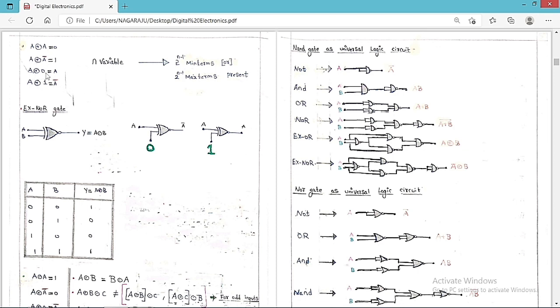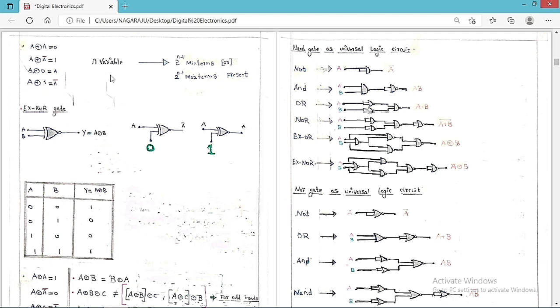Similarly, A XOR 0, just now we have seen, is equal to A, and A XOR 1 is equal to A bar. So these are the four things that we always have to keep in mind. A XOR A is always equal to 0, A XOR A bar is always equal to 1, A XOR 0 is equal to A, and A XOR 1 is always equal to A bar. These are the very important results of the XOR.